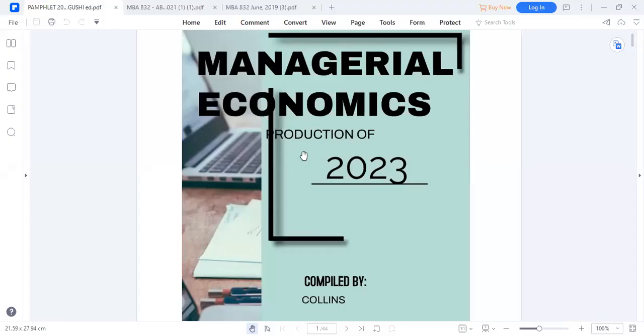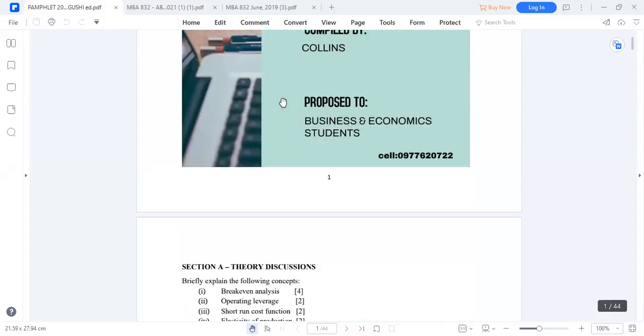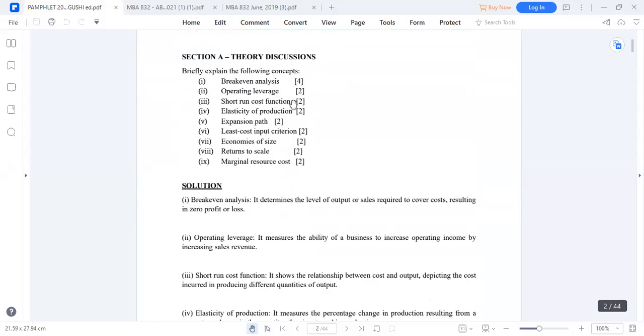Welcome to our managerial economics revision for exams. So we're going to cover a number of questions relating to possible exam questions. So we'll start first of all by discussing a few theoretical questions.